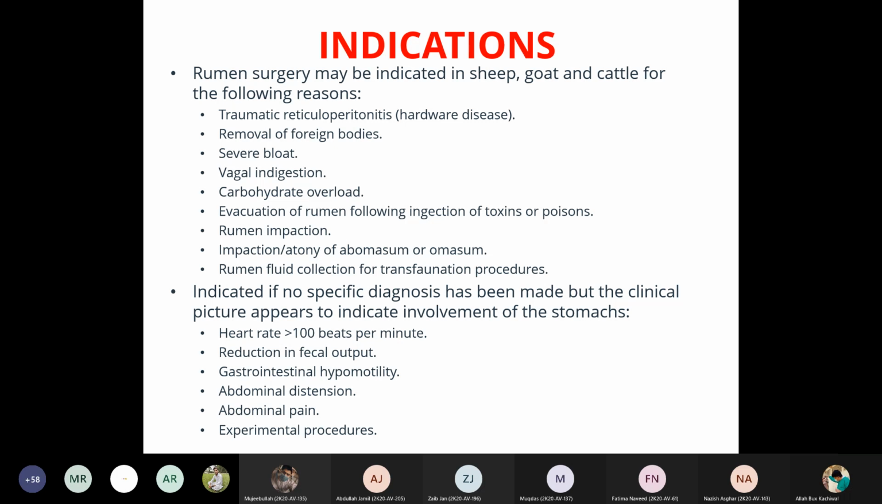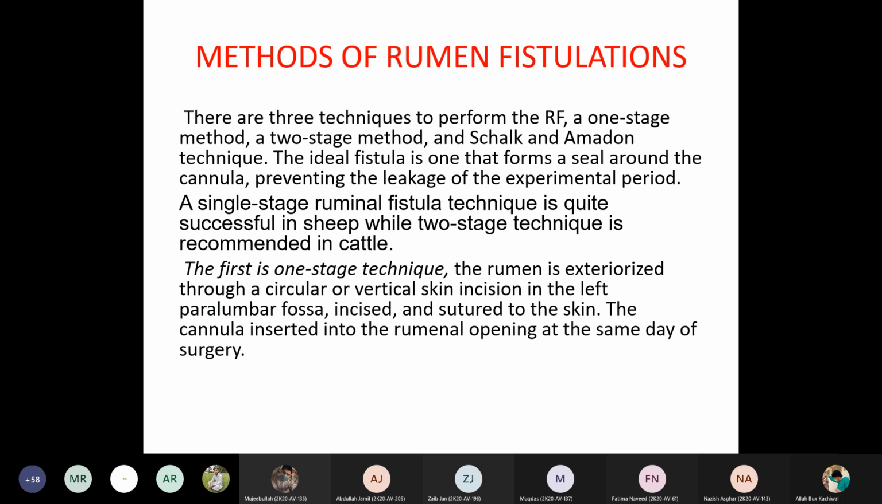So the procedure which we are doing today is an experimental procedure. We are doing it to apply a fistula or a cannula, so that we may prepare the animal for nutritional analysis of the feed or the digestion process in the animal. So there are methods of rumen fistulation. There are 3 techniques to perform rumen fistulation: the 1-stage method, the 2-stage method, and the Schalk and Amadon cannula.